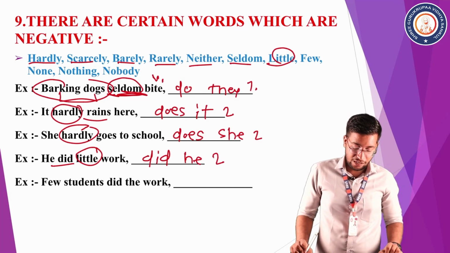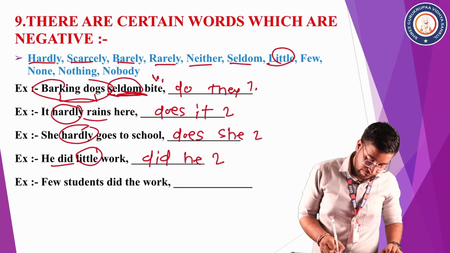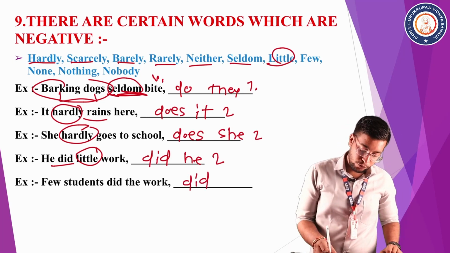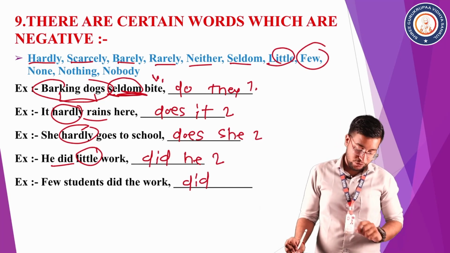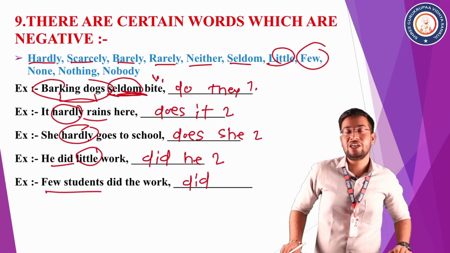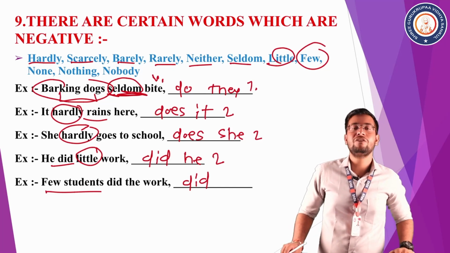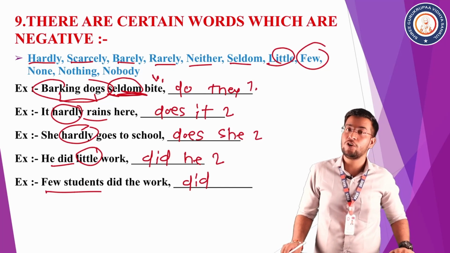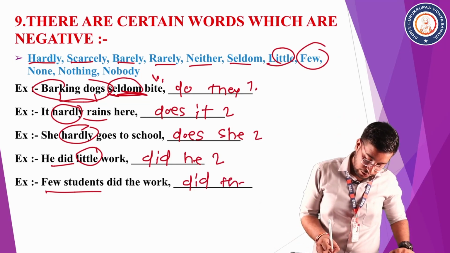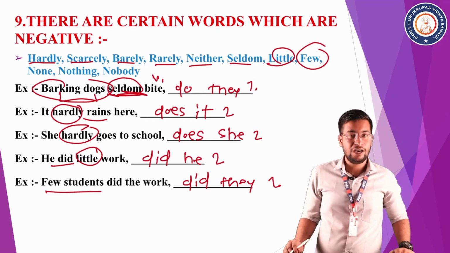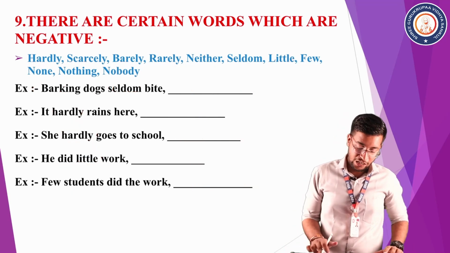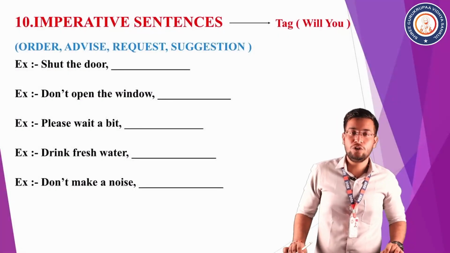Few students did the work. In this statement, did is the helping verb, and few makes the statement negative, so it will become "did", and we won't write "did few students". We have already seen a rule where we use a pronoun as the subject while making a tag, so it will become "did they". I think this is very clear to you. This concept is extremely easy. Now let's move to another rule of question tag.